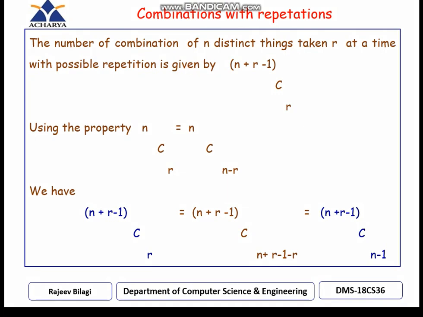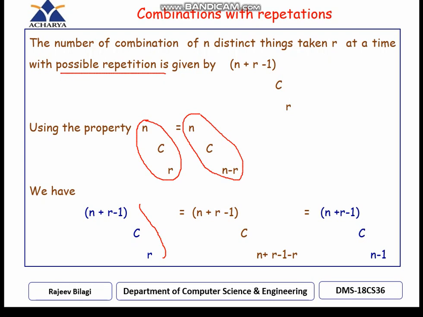Okay, one particular chapter which is left in this particular module is combination with repetitions. If you look at the number of combinations of n distinct things taken r at a time, with possible repetition, it is n plus r minus 1 C r. But we know that nCr is equal to nC(n minus r). We have seen these in the various properties of combinations. So thus we have n plus r minus 1 C r is equal to n plus r minus 1 C (n plus r minus 1 minus r). So this is as per the definition.